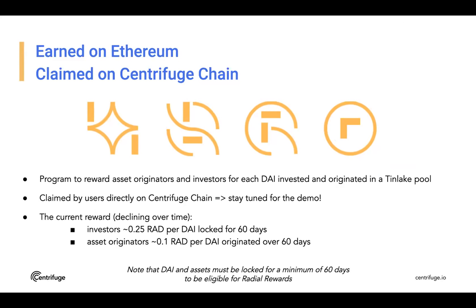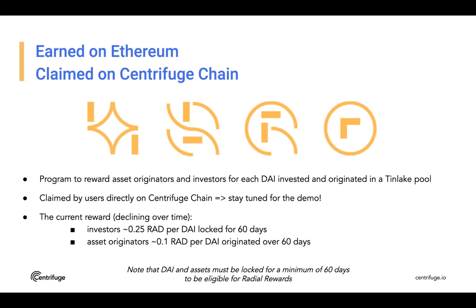And the current reward right now is, so this is going to decline over time, but at the moment it is fixed at about 0.25 RAD per DAI locked for those 60 days for investors. And then for asset originators, that's about 0.1 RAD per DAI originated that's locked in for 60 days. So just keep in mind that there's that minimum amount of time to be eligible for these rewards.